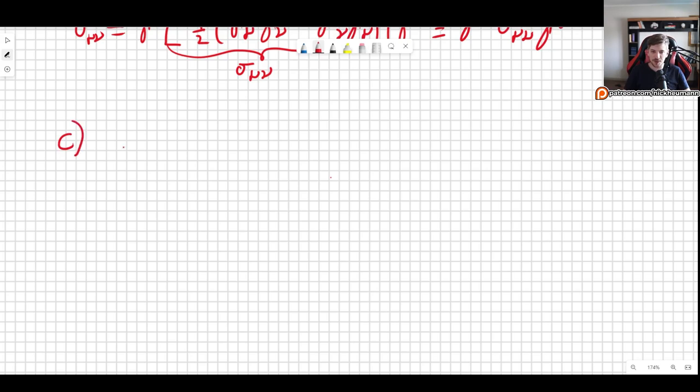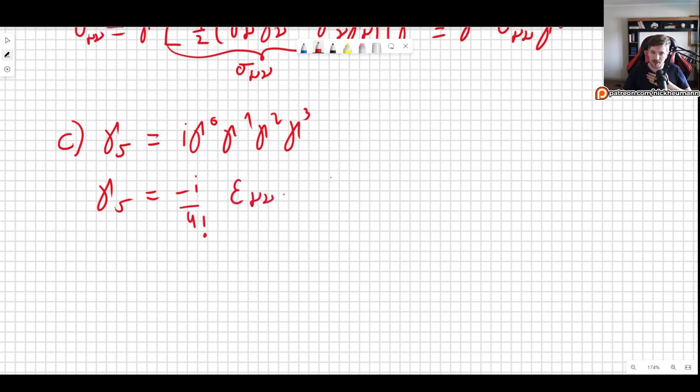So let's now go to part C. In part C, we have gamma 5. What we want to prove is that gamma 5, which we have in the past written, at least there are several conventions, this is the convention that we have used. This is what we have used in the past. We want to now show that it can also be written as minus i over 4 factorial times the four-dimensional Levi-Civita epsilon mu nu rho sigma times gamma mu gamma nu gamma rho gamma sigma. All right? So that is what we want to prove now.